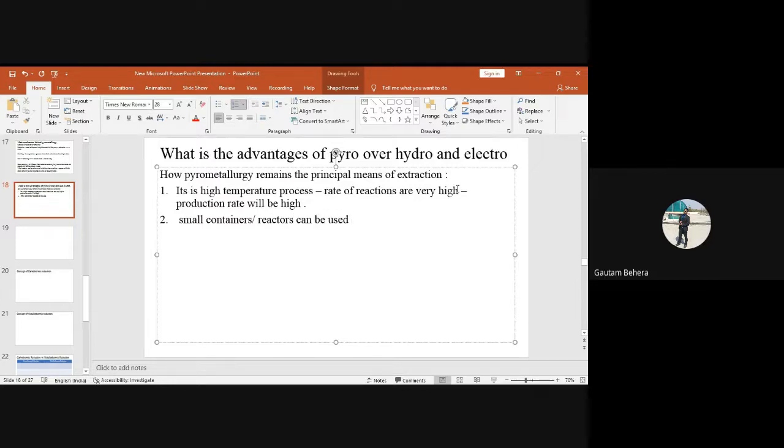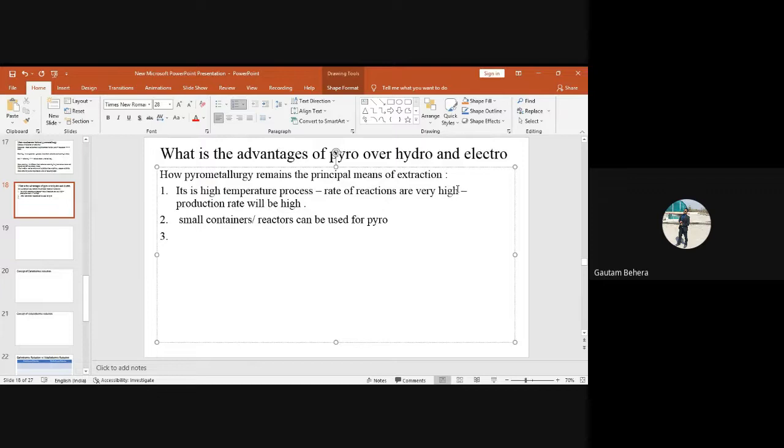So small containers or reactors can be used for pyrometallurgy, because we are dealing with ores, those are in solids, and on forming liquid, they will occupy the space of the container only, right? So small container can be used, no problem, right? Because products are in molten states. On the other hand, if you look into the hydrometallurgy process, big reactors, big tubes, ducts, containers will be used, right? So that is an issue with hydrometallurgy, right?